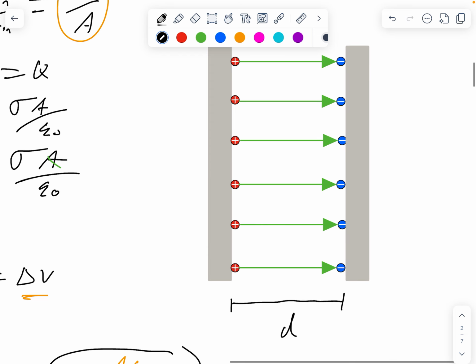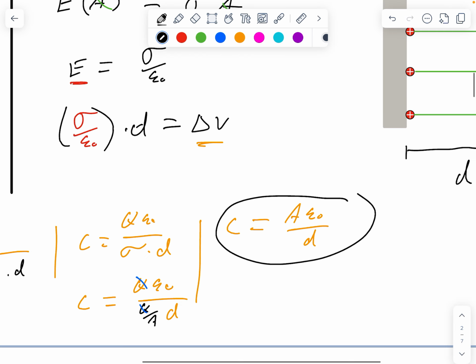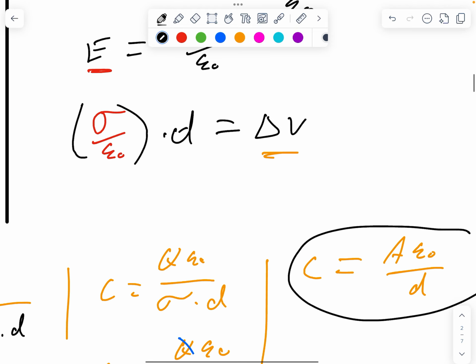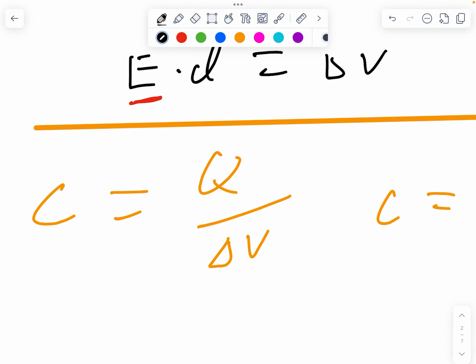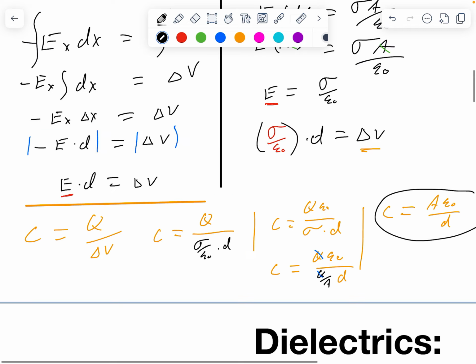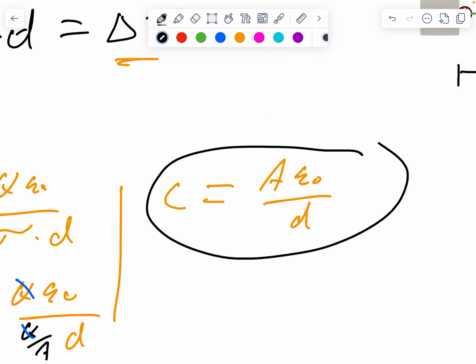We can build bigger plates. We can put them closer together or farther apart. And by doing that, we control the capacity, how much charge is going to fit on these plates for a given voltage that is applied to them, but we do it without controlling the charge or the voltage. That's kind of cool.